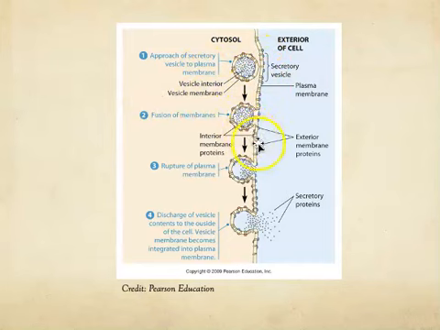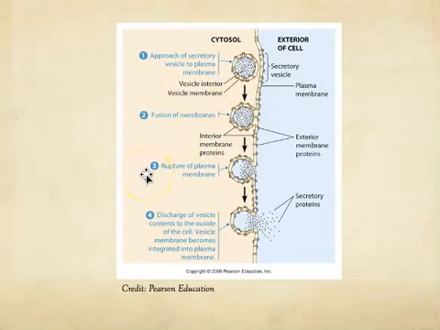Now, the vesicle and the membrane have to come together and fuse. The protein that is sitting in the membrane of the vesicle has to interact with and bind to protein that is in the plasma membrane in order for this fusion to occur.